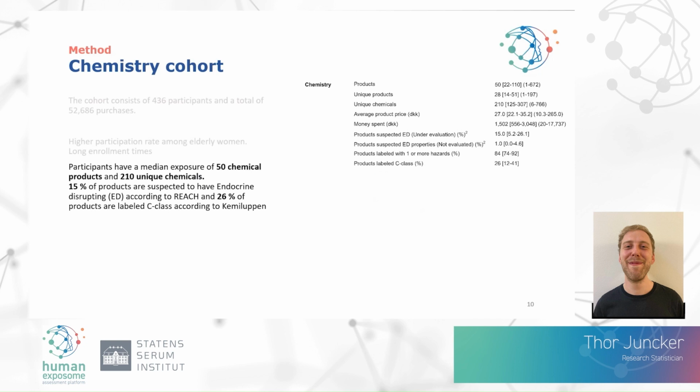If we move onwards to look at some chemistry, we see that participants have a median exposure of 50 chemicals in this period, which adds up to around 210 unique chemicals. We see that 15% of the products that people purchase are suspected to be endocrine disrupting according to REACH. And 26 of those products are also labeled C+ according to Copenhagen. So products that could be harmful.